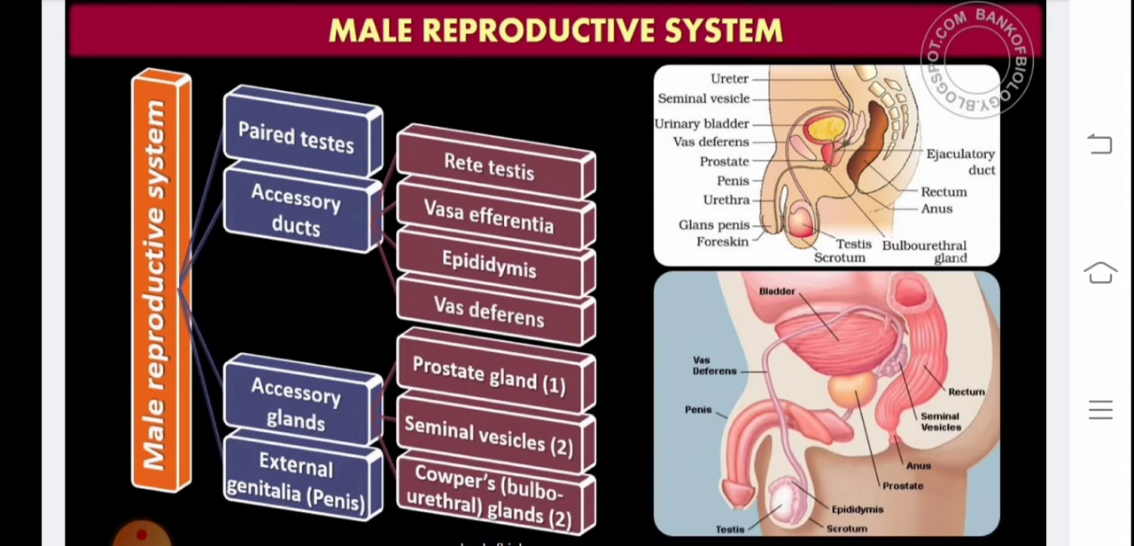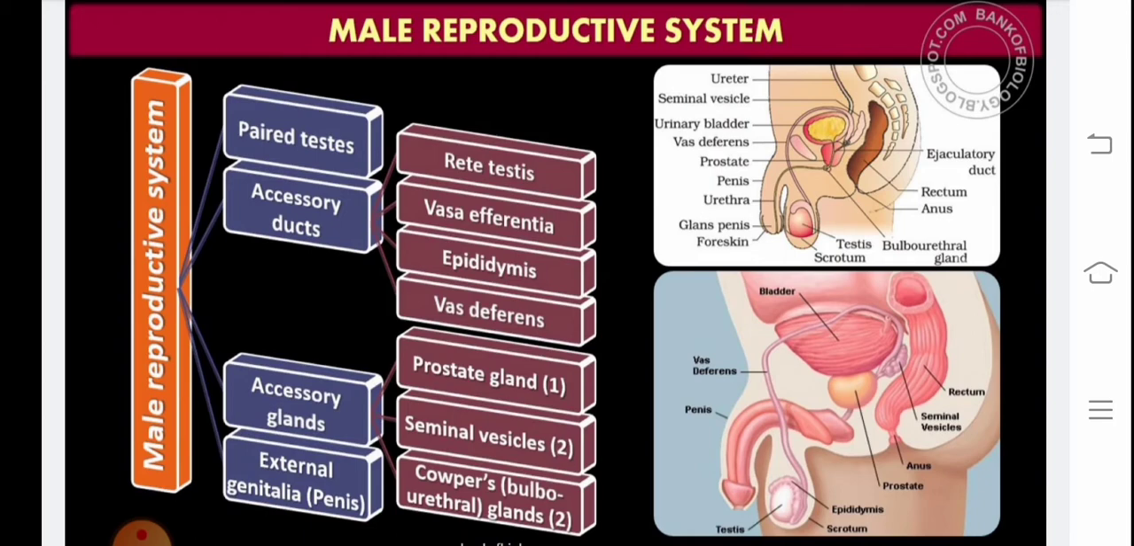The accessory ducts are further divided into rete testis, vasa efferentia, epididymis, vas deferens. And the accessory glands are of three types: prostate gland, seminal vesicles, Cowper's gland, or it is also referred as bulbourethral glands.